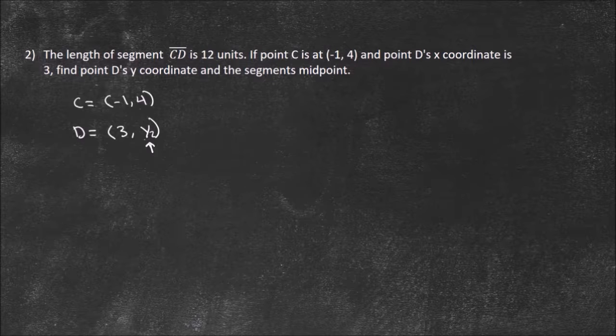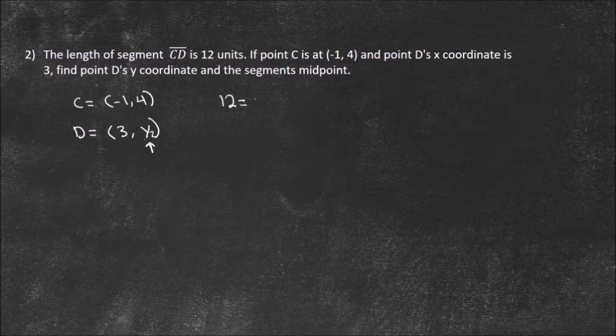Well, before I find the midpoint, I have to know the other point, the edge. So I have to know point D first. So we need to figure that out first. And we can use this, the length of segment CD is 12 units. So I know that 12 is the distance, so I'm going to plug in 12 into the distance formula.